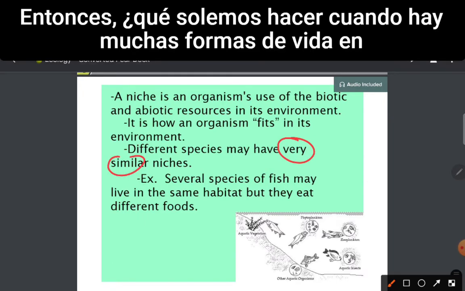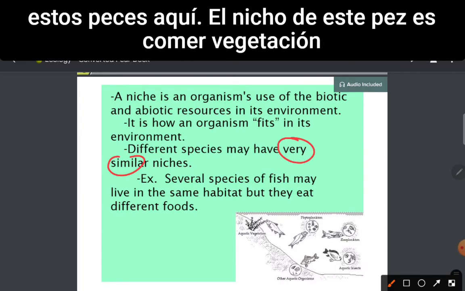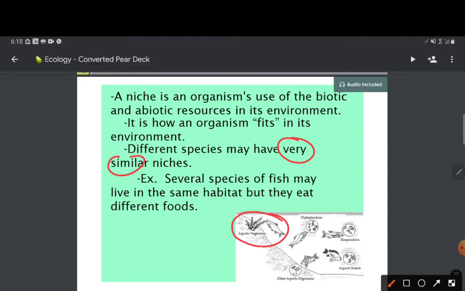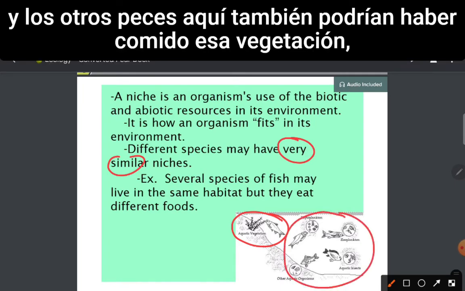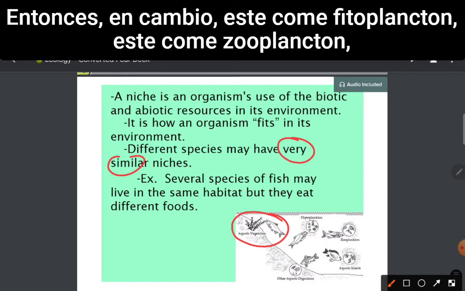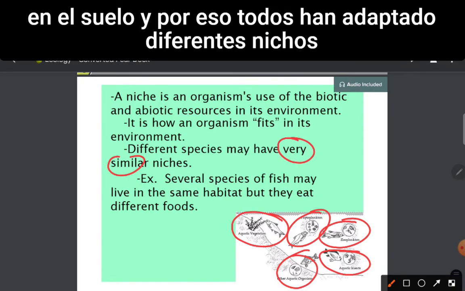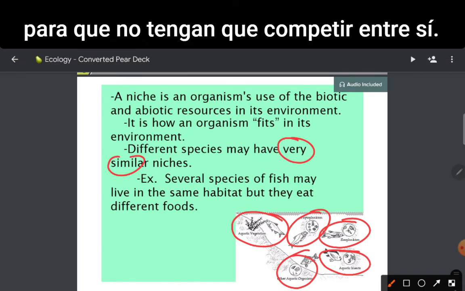So what we tend to do when there's a lot of life forms in an area is we create different niches. For example, these fish here, this fish's niche is to eat vegetation, and the other fish here might have also eaten that vegetation, but there was too much competition. So instead, this one eats phytoplankton, this one eats zooplankton, this one eats insects, and this one eats aquatic organisms in the ground. And so they have all adapted different niches so they don't have to compete with each other.